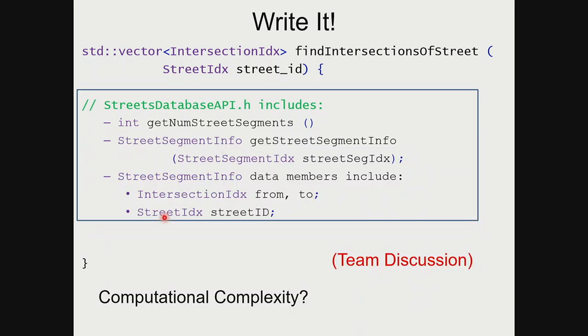Remember, we just want to return all the intersection indices that cover the street, the street ID that we are given. We won't write the code. It's just pseudocode. I want you to give me a description of what the code should look like, like there is a for loop here, there's an if statement there, and on a high level what we are doing. I'll give you some time here. I'll go over and ask you questions, and once the time is finished, we can discuss it at large.